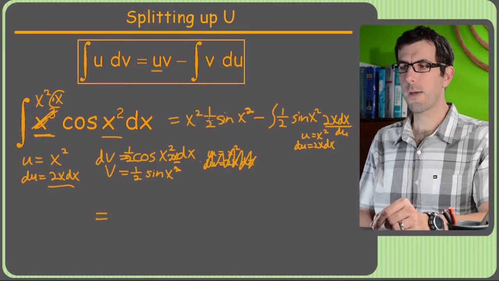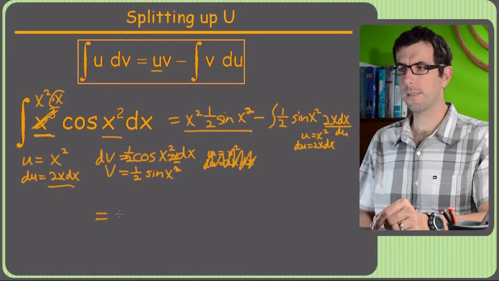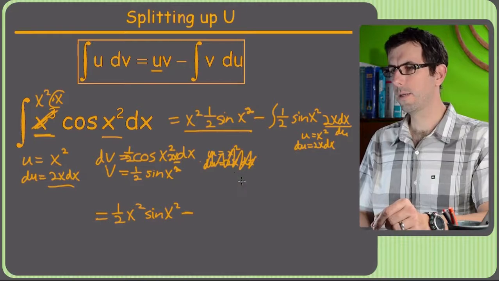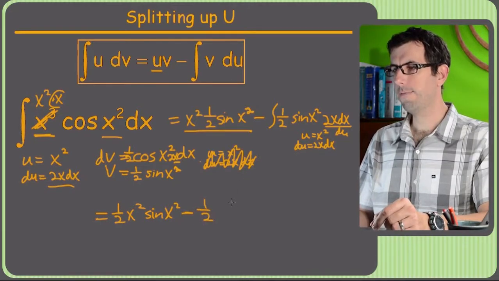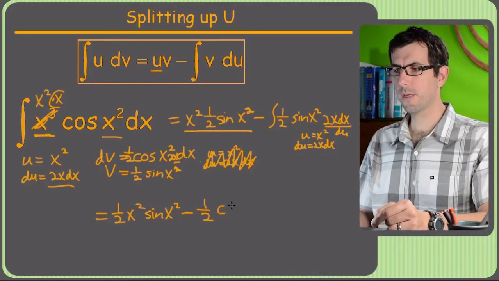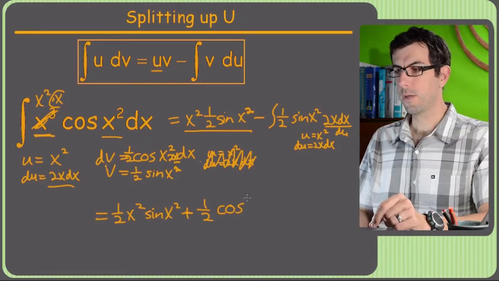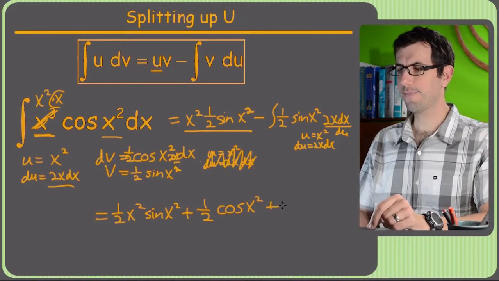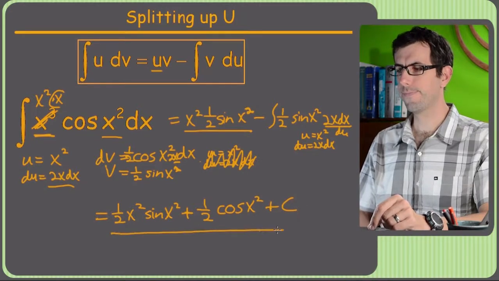So just copying down here, I want to keep this term as is. That's 1/2 x squared sine of x squared. I'm going to subtract 1/2 times the integral of sine x squared. Since all the du's match, the integral of that is just cosine. It's actually negative cosine, so positive cosine x squared. And of course we don't want to forget our plus c, as usual.